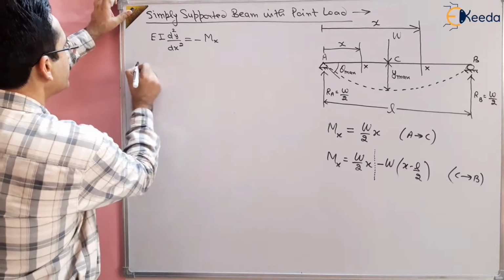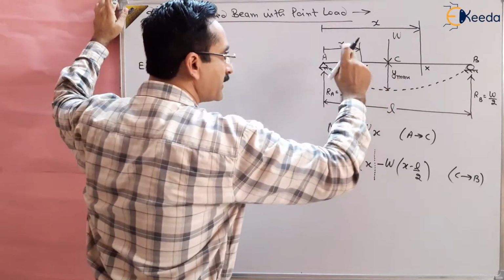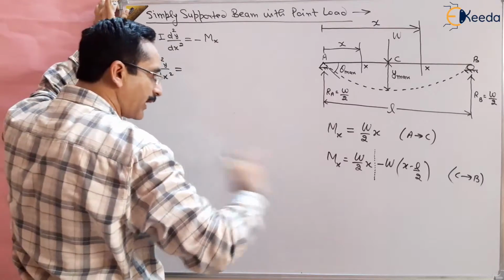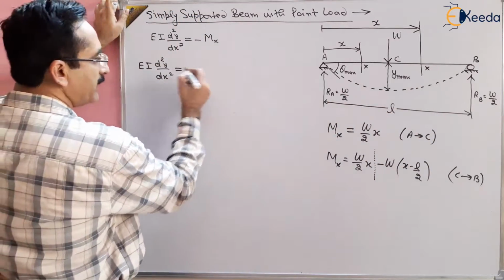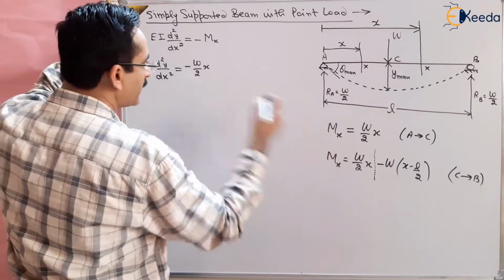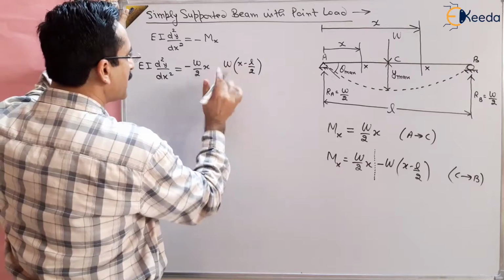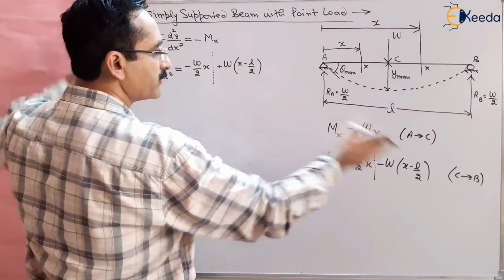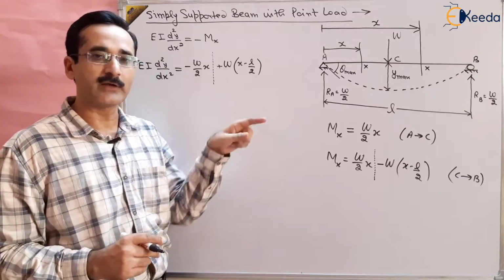So here I can write, now in one go we can solve this equation. Rather than solving for A to C separately and then for C to B, I am solving in one go using an entire equation, and this part is valid for A to C and this total part is valid for C to B. So we can write EI d2y by dx2 equal to minus W by 2 x plus W times x minus L by 2. Here this part is valid for A to C and the total part is valid for C to B, right? Is it okay? Now integrating once we will get the slope, integrating twice we will get the deflection.